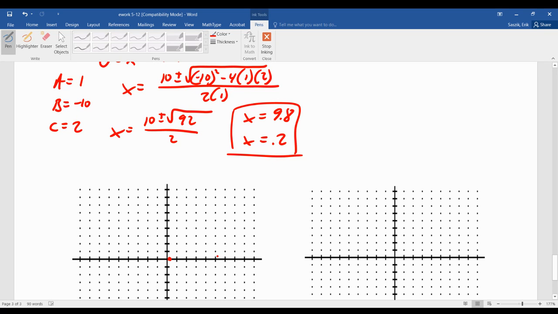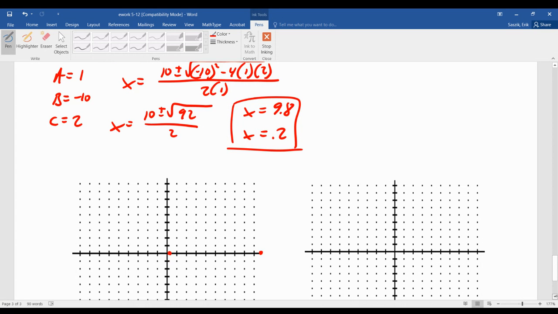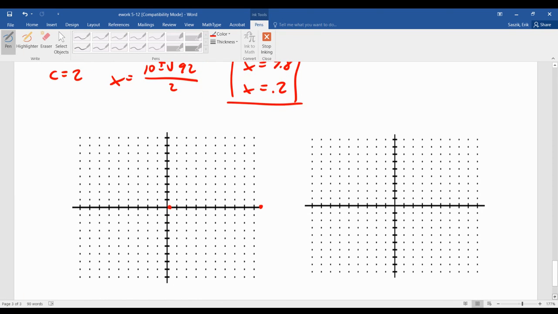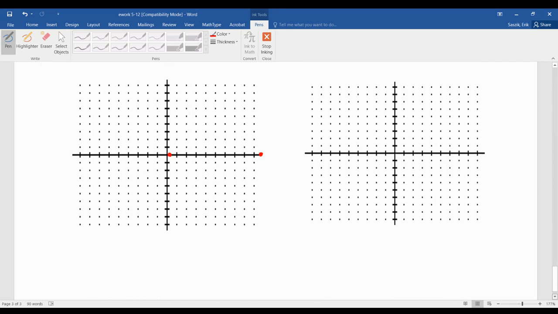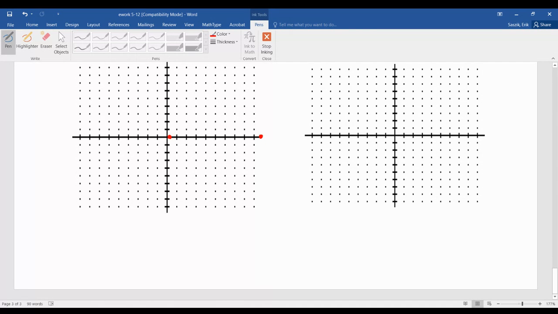So 0.2 is going to be really close to there. 1, 2, 3, 4, 5, 6, 7, 8, 9. So 9.8 is going to be out here someplace. Remember, my vertex was 5, negative 23. So that's really down far, way low. You guys remember what my y-intercept was? My y-intercept was 2.